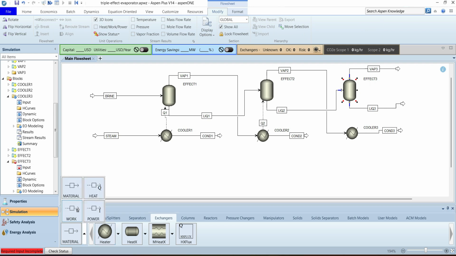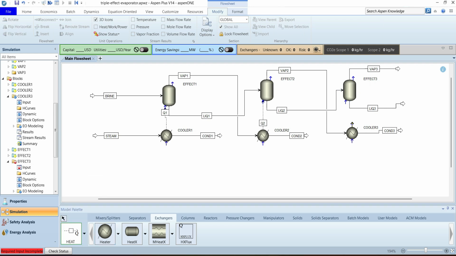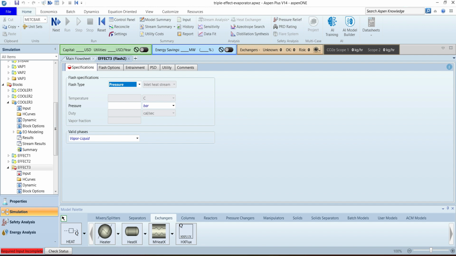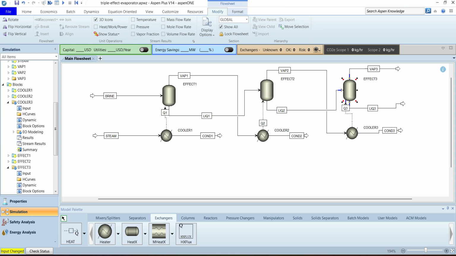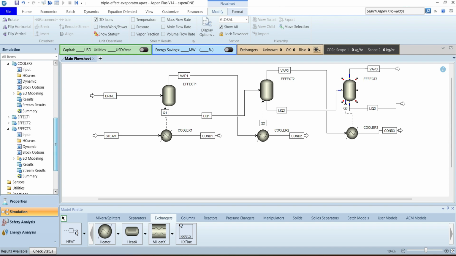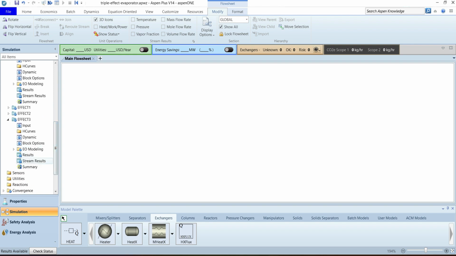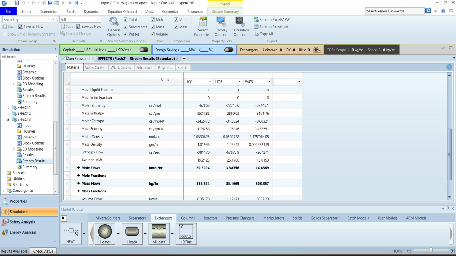Let's define a heat stream to integrate the two units. Let's call it Q3. So consider no pressure drop for this block as well. So let's run the simulation. Results are available. Let's have a look at the concentration from the third effect.